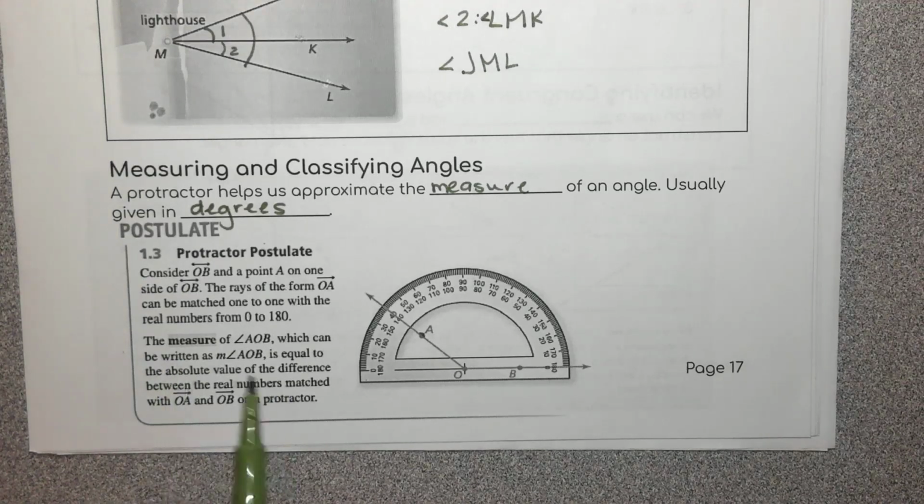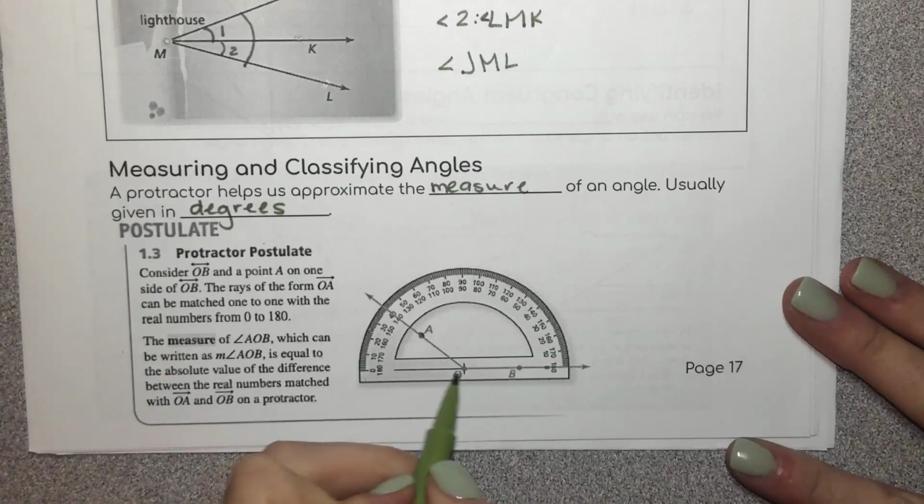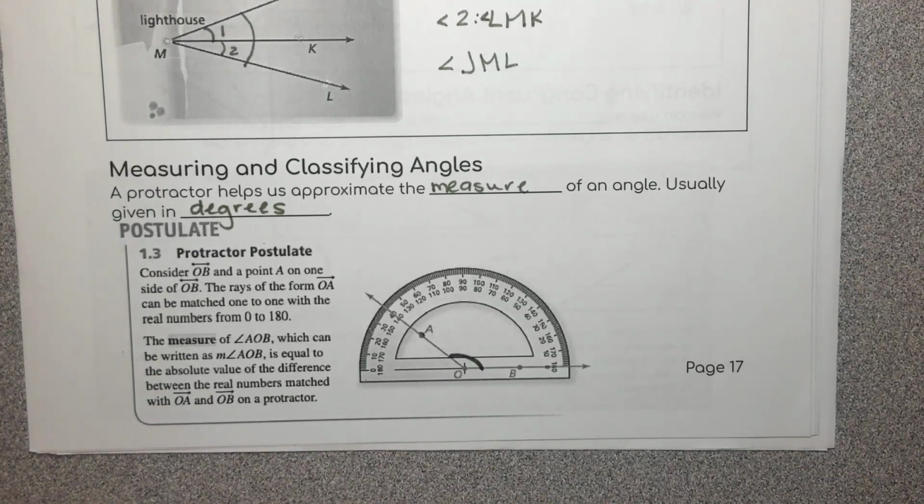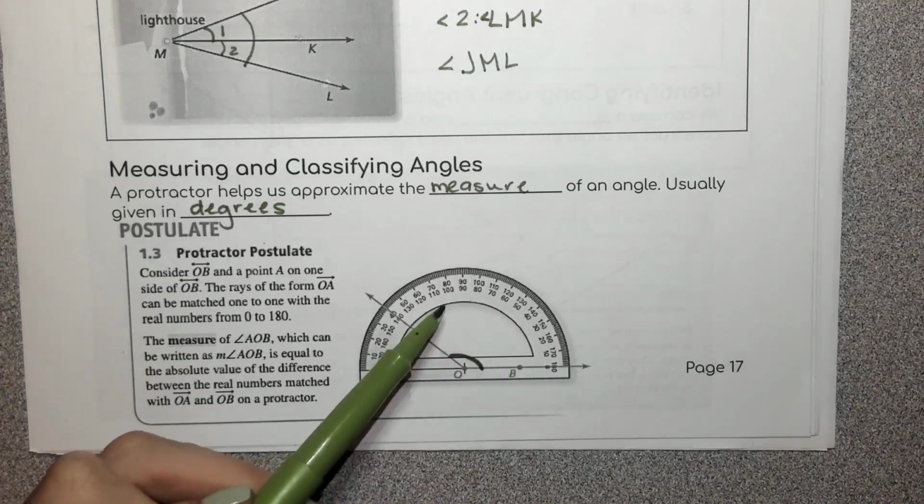The measure of angle AOB, so angle AOB would be this angle here, is written as m, which is measure, of the angle, and then the name of it, is equal to the absolute value of the difference between the real number matched on OA and OB on a protractor. Okay? So if we were reading this one, if we're starting here, we're going to go over this way.